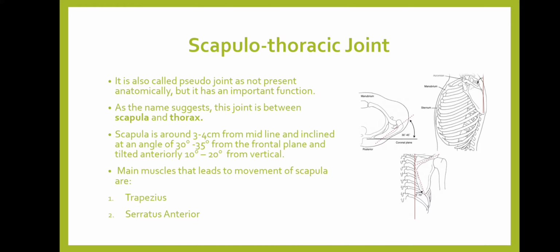As the name suggests, this joint is present between scapula and thorax. Now, the position of scapula. It is present around 3 to 4 cm from midline and inclined at an angle of 30 to 35 degrees from the frontal or coronal plane and tilted anteriorly at 10 to 20 degrees from vertical. The main muscles that lead to the movement of scapula are trapezius and serratus anterior.